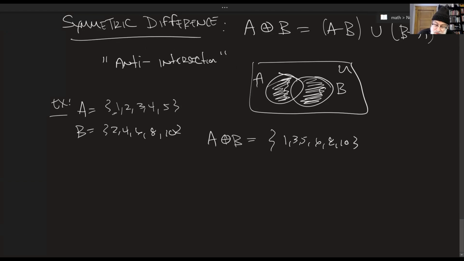Because we can see 1 is in A but not in B, but 2 is in A and B, so we have to throw out 2. 3 is in A but not B, that's good. Now 4 is in both, so we have to throw that out. 5 is not in both. 6 is not in both, and 8 and 10. So really, if you have two sets and they're finite and you can list them, you really just need to get rid of the things that are in both. So again, anti-intersection.